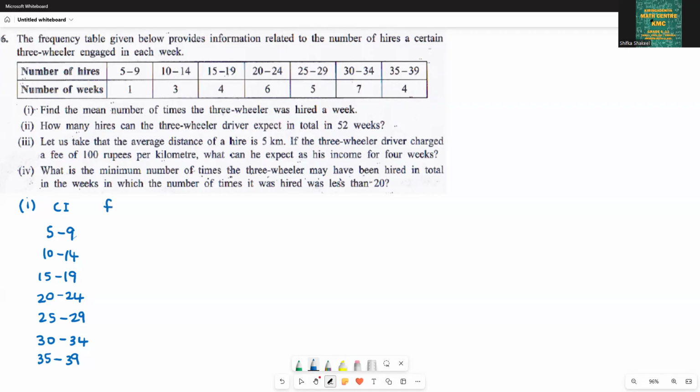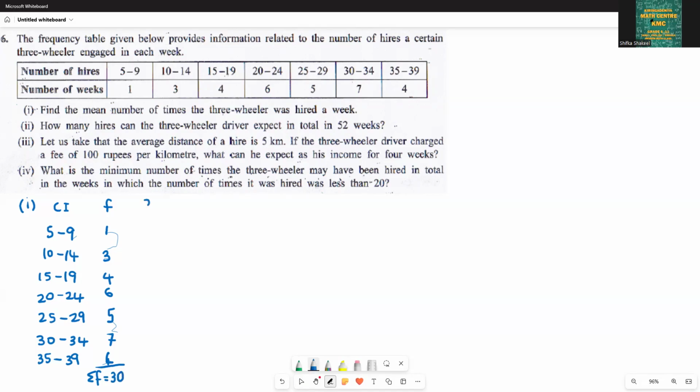This is the easiest part. The F column is the frequency column. The number of weeks is given: 1 week, 3 weeks, 4 weeks, 6 weeks, 5 weeks, 7 weeks, and last 4 weeks. So we can calculate sigma F. Sigma means the total of the F column. If you add the total, it adds up to 30.